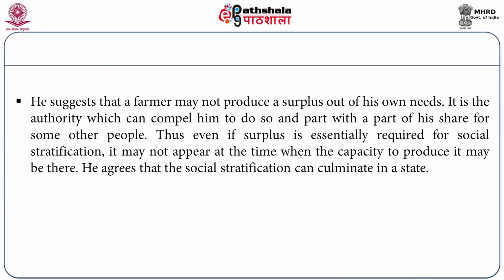It is the authority which can compel him to do so and part with a part of his share for some other people. When you have a political authority, the king or the chief collects the surplus. A farmer produces surplus, he gives it to the chief or a king as a tax or as some kind of contribution. Then the king donates it to various people. Sometimes he may donate to a poet who sings in praise of him. In this way, the surplus produce gets distributed among various sections of the society.